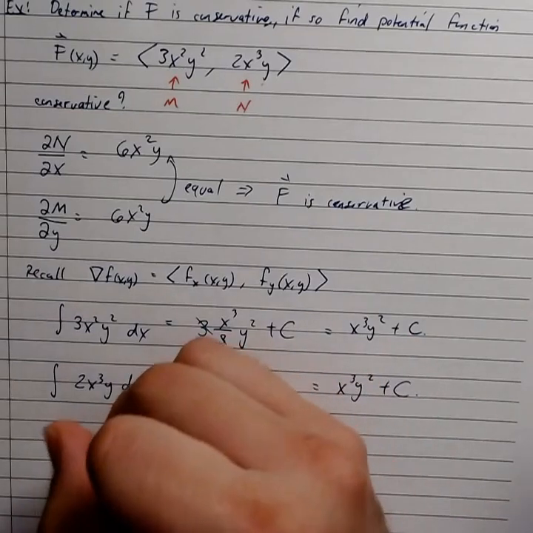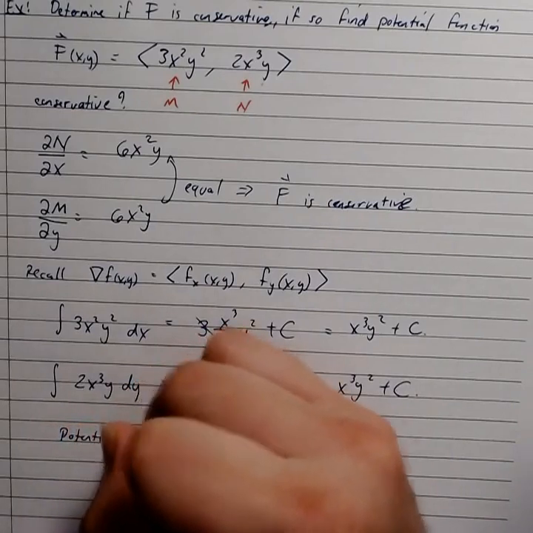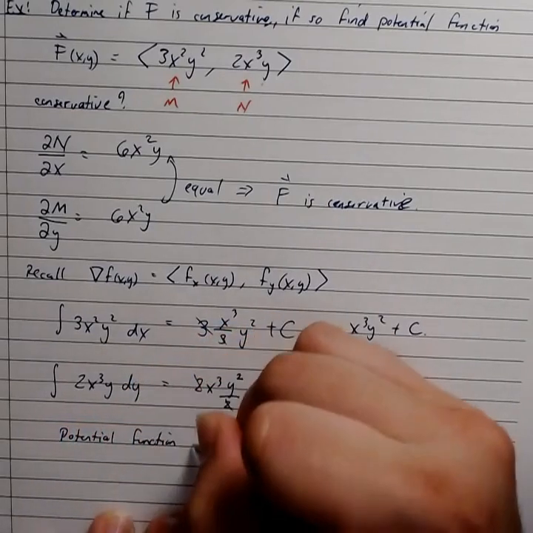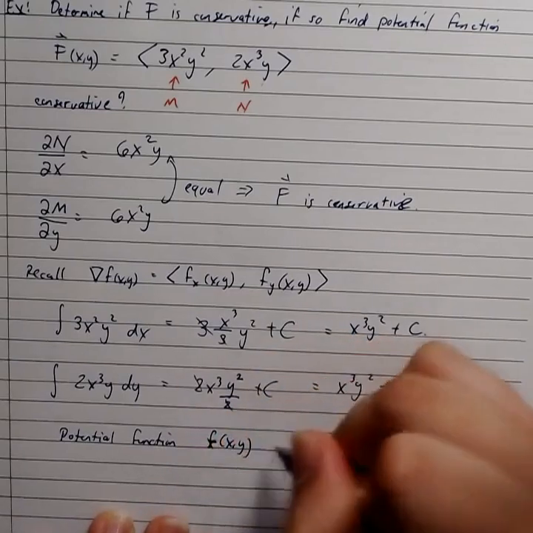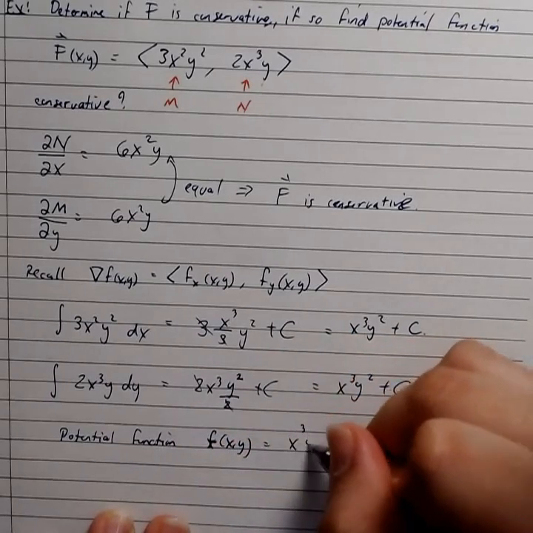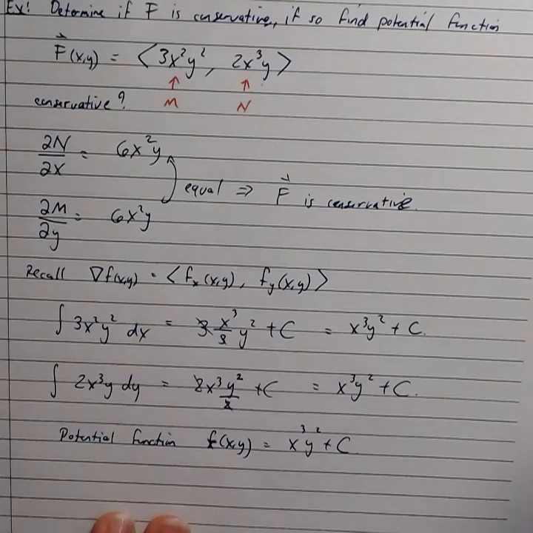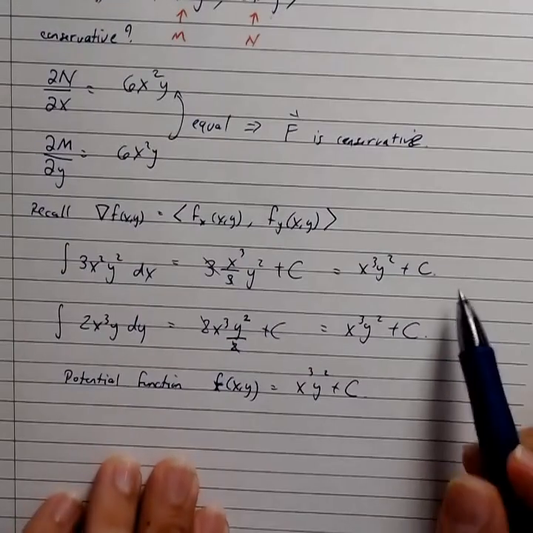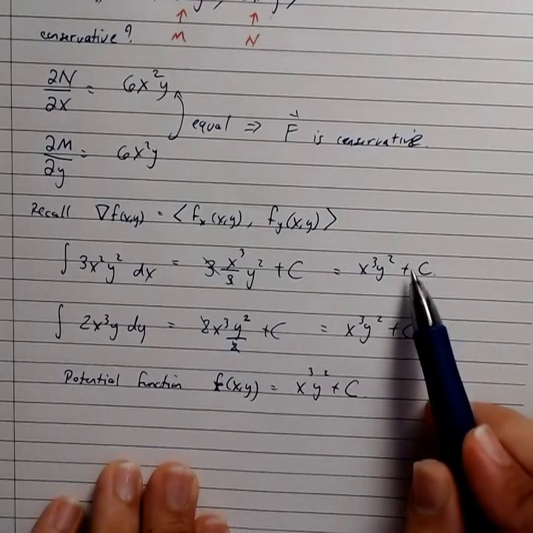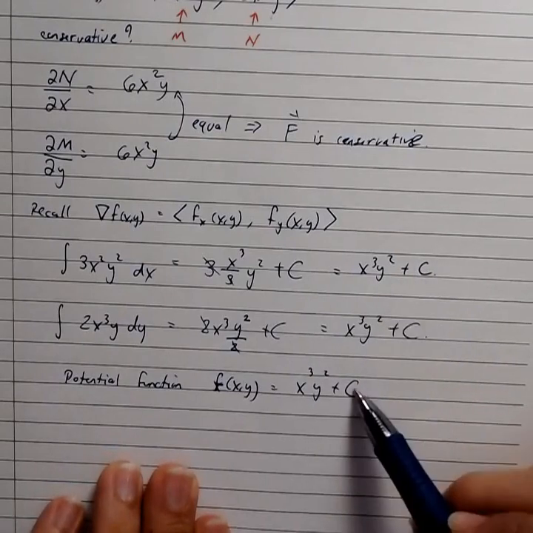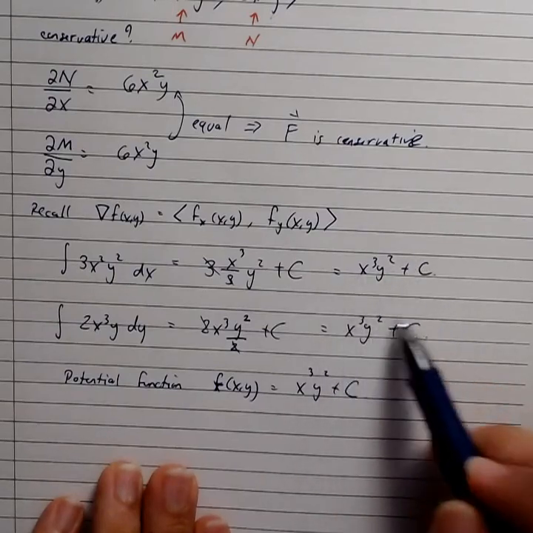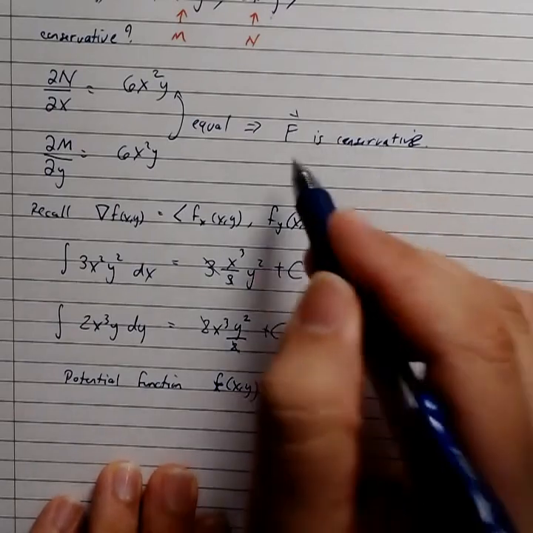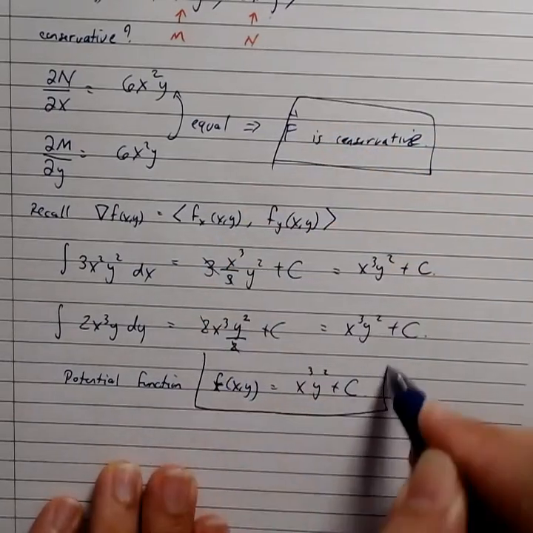So here our potential function, let me write that as f of x comma y, is equal to x to the third y squared plus a constant of integration. If this had had an extra term, like for example plus x, and this one didn't, that extra plus x would be part of the potential function as well. In the end, you're going to take the union of these two sets of terms to give you your potential function. So yes, this is conservative, and here is its potential function.